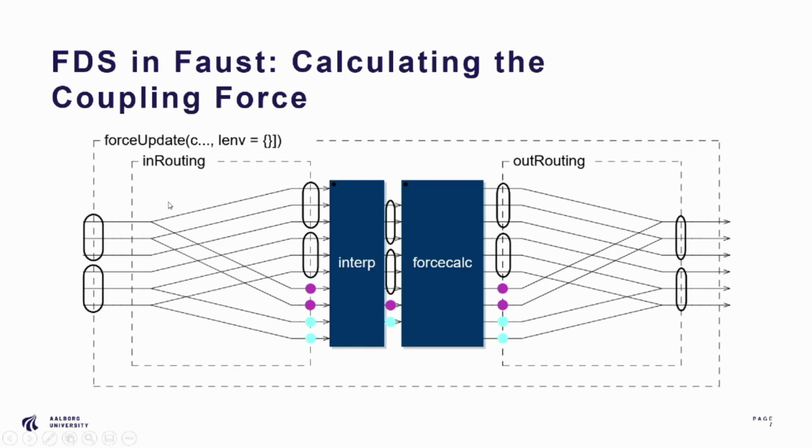Calculating the coupling force is divided into an interpolation, a calculation, and a spreading step. So we get the intermediate values Q in here, and in this example we use linear interpolation. So the 2 grid points that surround the point where we defined the coupling to be are reduced into a single value. This single value is used to calculate the force, and then this force is spread back onto these grid points.